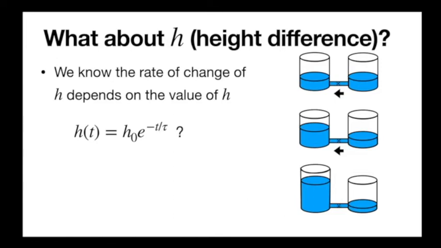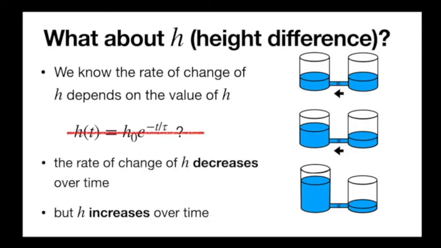I'm going to say no, because current did decay away, right? Current, we started with our maximum value, and it goes down to 0. But height difference, in this case, starts at 0 and goes up to its maximum value. It asymptotically approaches whatever its final value is. So this equation is not going to work, because this equation describes starting at h naught and then decaying down to 0. So it doesn't work.